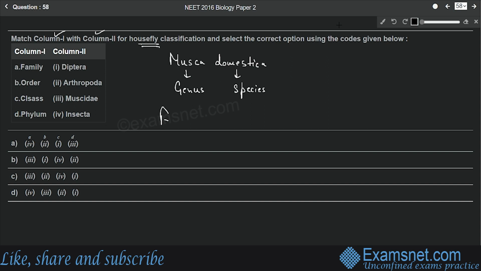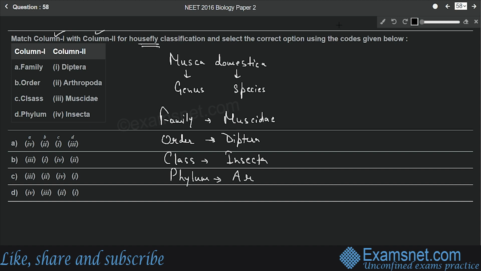Now the family of the housefly is Muscidae. Order is Diptera. Class is Insecta because it belongs to Insecta. It is an insect, right? And the phylum, we know that insects belong to Arthropoda phylum, so this is Arthropoda.